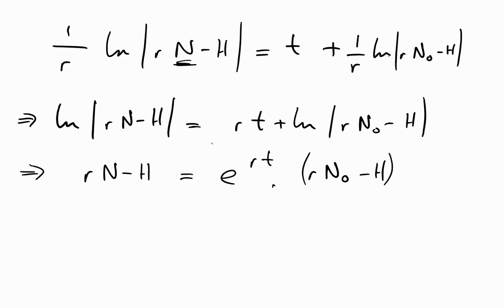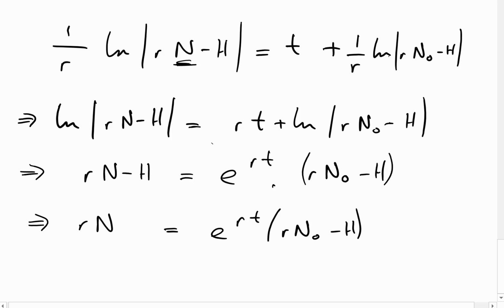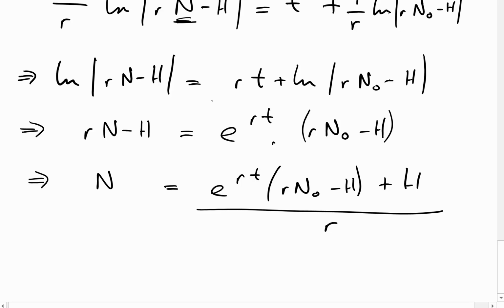So now I can just isolate n. I end up with rn equals e to the rt times rn naught minus h, plus h, and just divide through by r to find out what n is. So there we go. It's as simple as that. Now I've come up with a formula to find what n is.